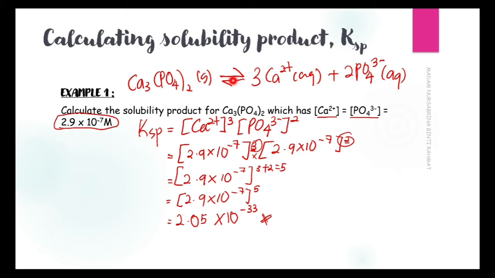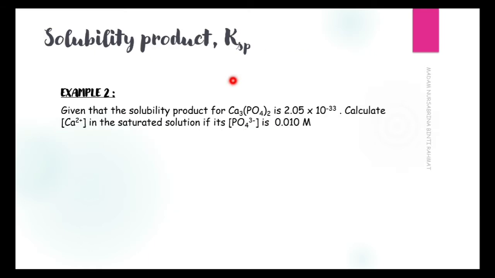So this is your solubility product for calcium phosphate based on the given concentrations of calcium ion and phosphate ion. Let's look at the second example. You were asked to calculate the concentration of calcium ion from the given KSP value and phosphate ion concentration. Let's rewrite our KSP expression. Since this is a similar salt to the previous example, I can just focus on my KSP instead of writing down the reversible reaction again.